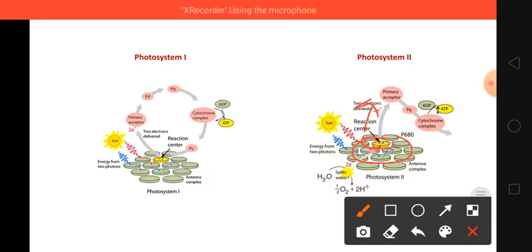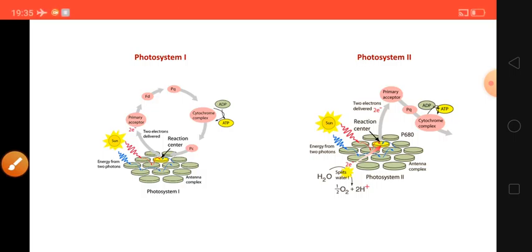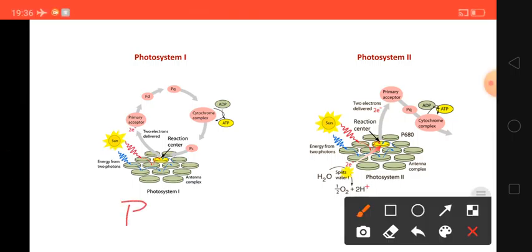What is the difference? The only difference is that in photosystem 1, chlorophyll A absorbs the light energy at 700 nanometers, whereas in photosystem 2, the absorption of light is at 680 nanometers. So this becomes P700 and this becomes P680. This is the main difference between photosystem 1 and photosystem 2: the main reaction center, chlorophyll A, absorbs light at 700 nanometers in photosystem 1, and at 680 nanometers in photosystem 2.